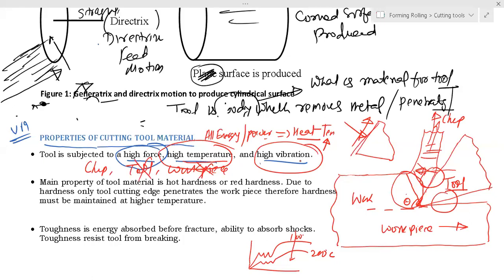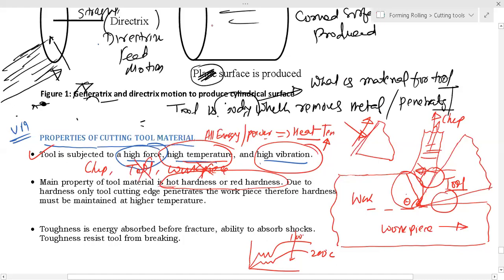So we understood that tool material is subjected to high force, high temperature and vibration. So we have to now select a tool material which will resist all these things. Means it can sustain high load, high stress, it can take heat, it can resist the vibration. So first point is clear. Now the main property of tool material is hot hardness and red hardness. What is that?